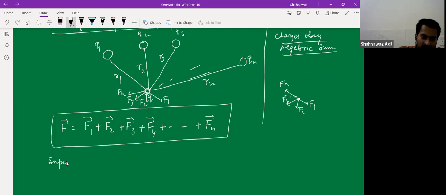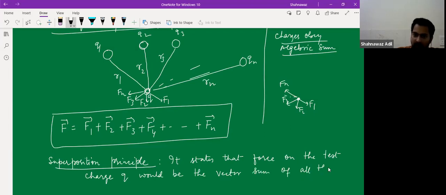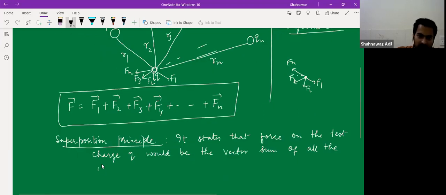So let me write the superposition principle. It states that the force on the test charge Q would be the vector sum of all the individual forces, right?